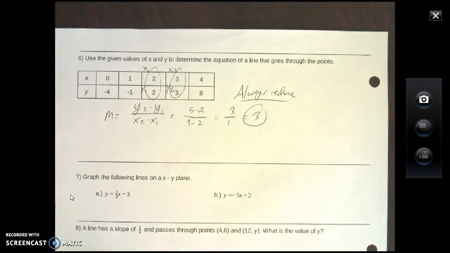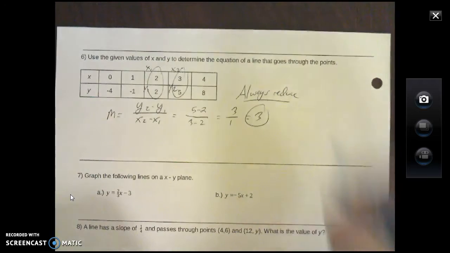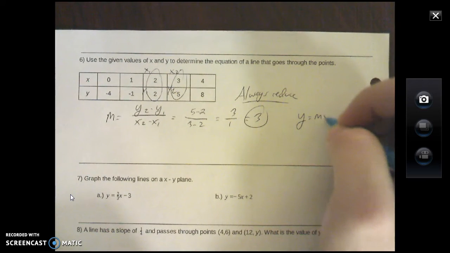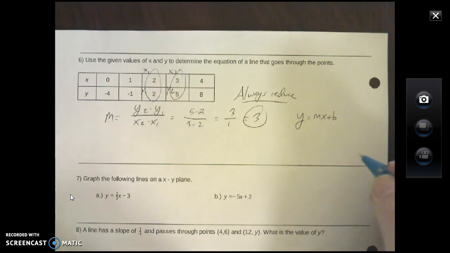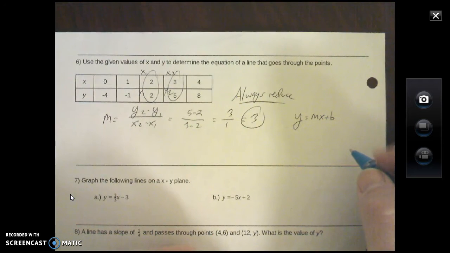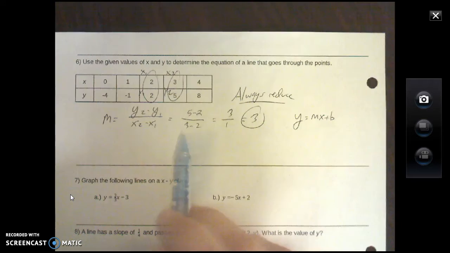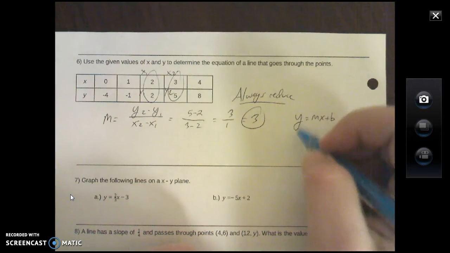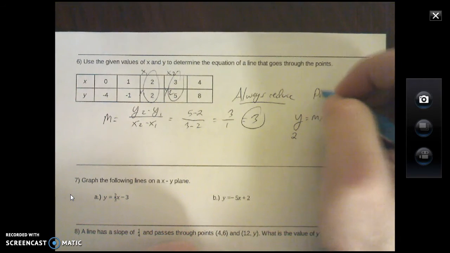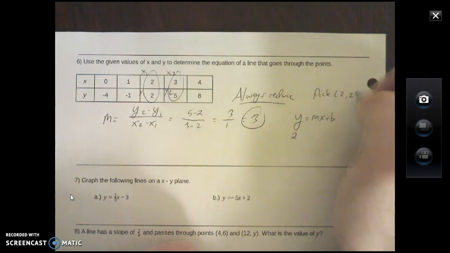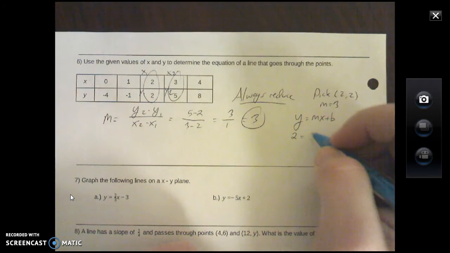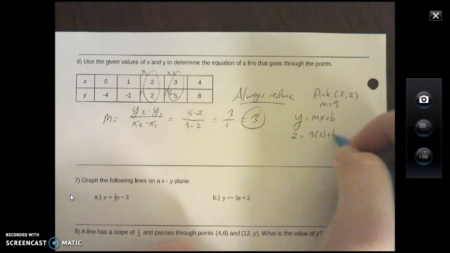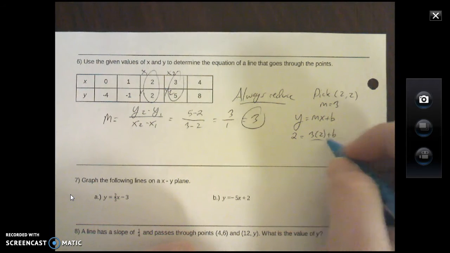Cool. Now, for here, I've got y equals mx plus b. And what we can do is plug in my m. You guys pick a point. I'm going to go with 2, 2. So 2 goes in, so pick 2, 2. My m is 3. So 2 equals 3 times 2 plus b. This is going to give me 6.